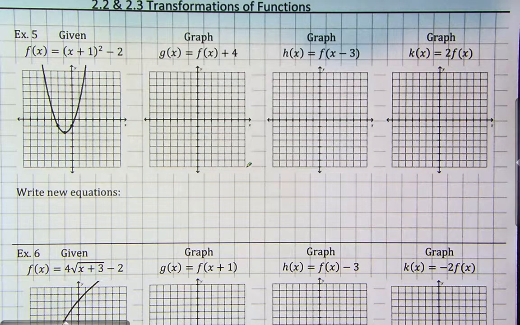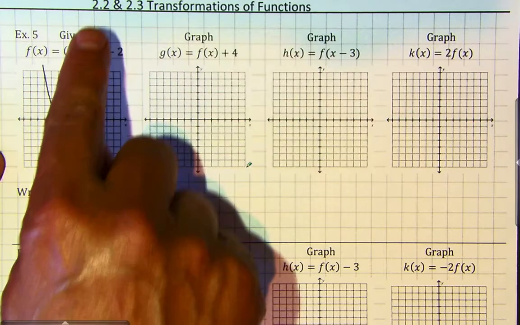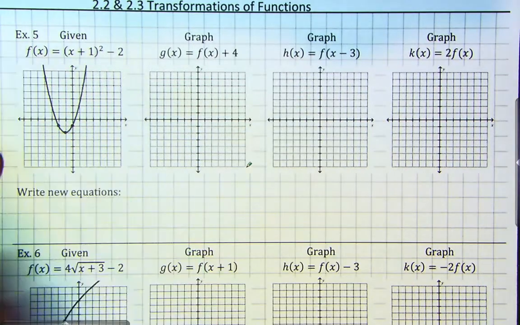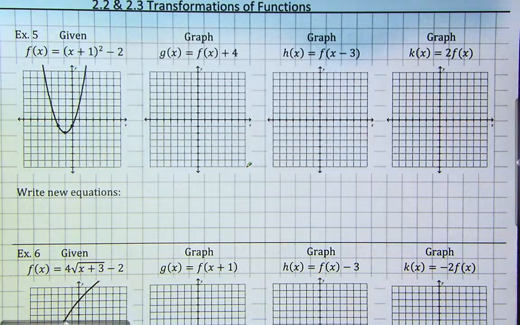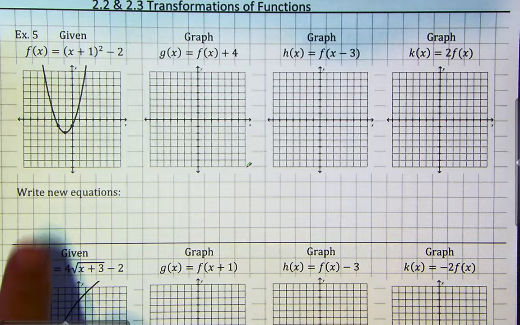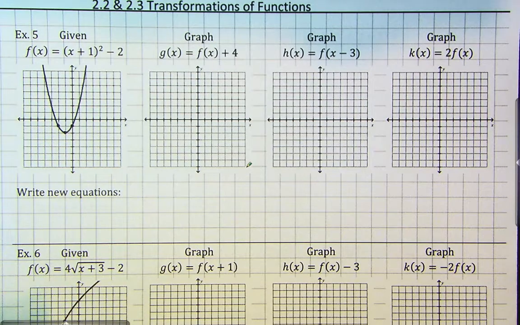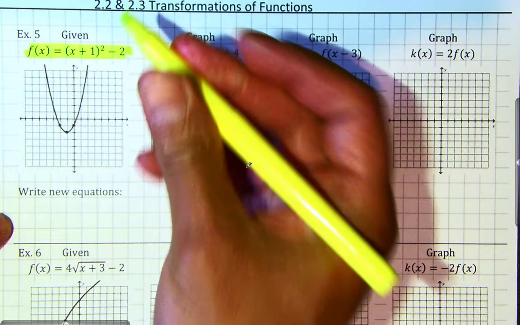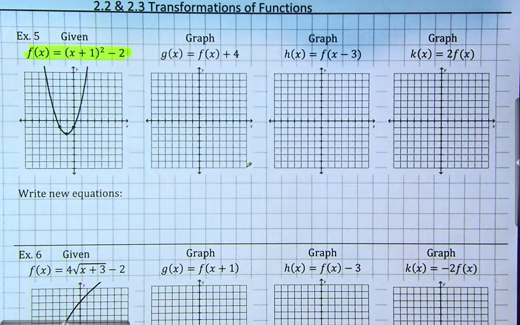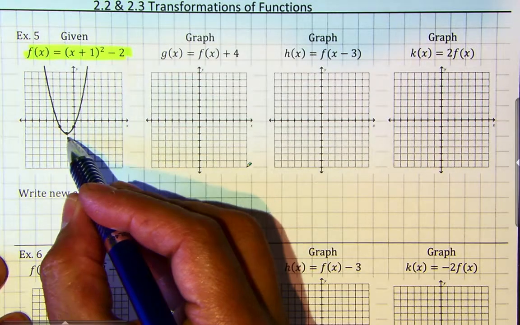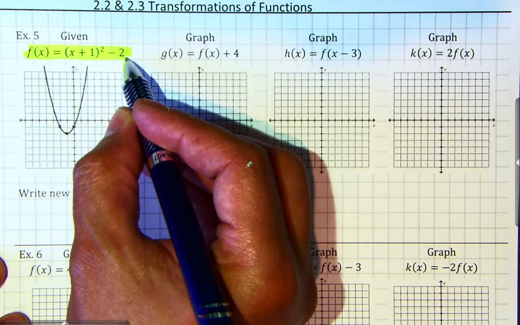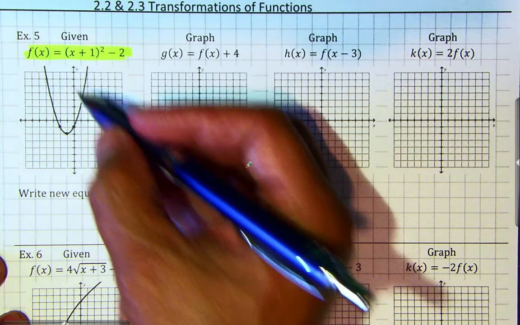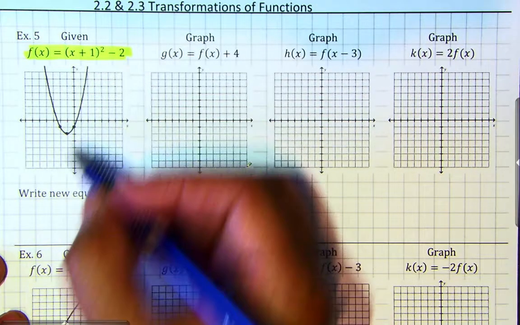Today we are going to continue with section 2.2 and 2.3, transformations of functions, example number 5. They give you a function f of x equals (x plus 1) squared minus 2, and they graph it for you. So your vertex is negative 1, negative 2, which is graphed for you. The a value is 1, which matches.